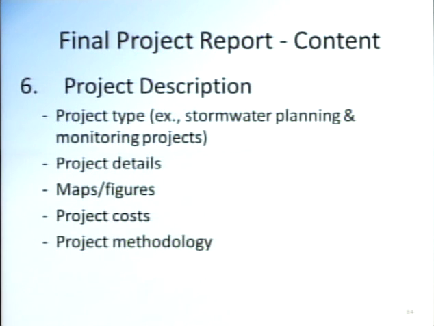Okay, project description should include the following. The project type, so provide the funding program and focus of the funds. So for example, just stormwater planning and monitoring project. Project details, outline your scope of work or just describe your project. Include maps and figures to illustrate the project location and the benefit area. What were your project costs? And you'll want to talk about total, grant funded, and match costs.